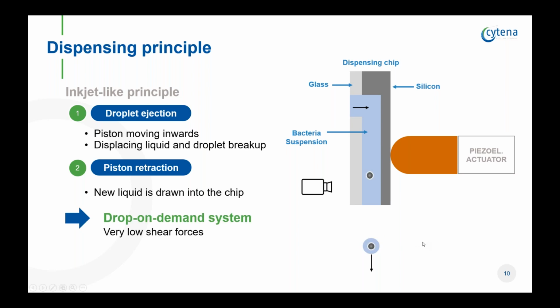In contrast to flow cytometry, where droplet generation is based on continuous breakup, we use a drop-on-demand dispenser that is similar to the principle used in an inkjet printer. This results in very low shear forces to not impact the cell viability and integrity, and enables us to image and sort the cells.